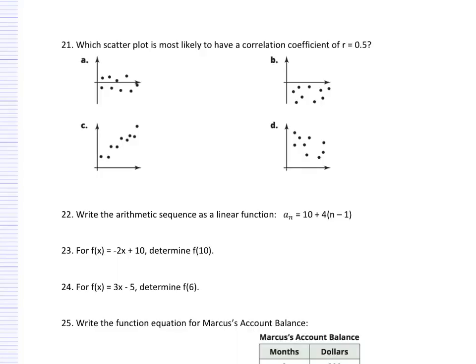For number 21, which scatter plot is most likely to have a correlation coefficient of positive 0.5? Now, positive means if I draw a line, it should be going up. So if I skip over to part D, if I were to draw a line of best fit, it looks like that one's going down. So it can't be D. On part B, if I was to draw a line of best fit, it looks like it's almost even, not really going up or down. On part A, it looks like it is also about even, not really going up or down, so it can't be part A. And part C, if I was to draw a line, it looks like it's going up. So since it's a positive 0.5, part C has to be my answer.